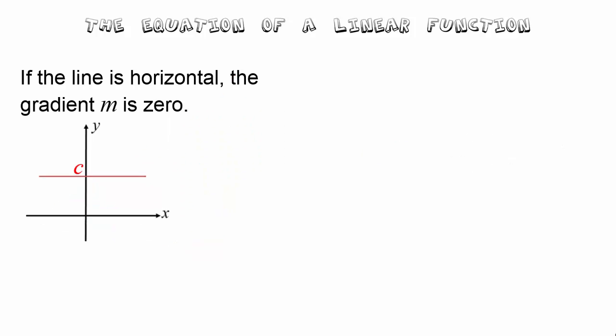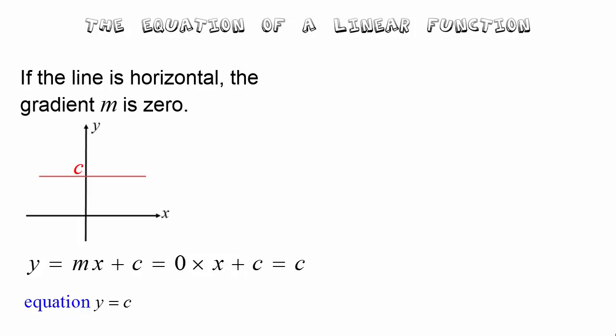However, if we have a horizontal line anywhere on the Cartesian plane, as shown here, the gradient is 0 and therefore m equals 0. In this case, we have a horizontal line passing through the y-intercept of c. If we then substitute m equals 0 in our equation y equals mx plus c, we have y equals 0 times x plus c, which is equal to c, because 0 times x is 0. Therefore, it simplifies to y equals c. So the equation for a horizontal line on the Cartesian plane is y equals c, where c is the y-intercept.